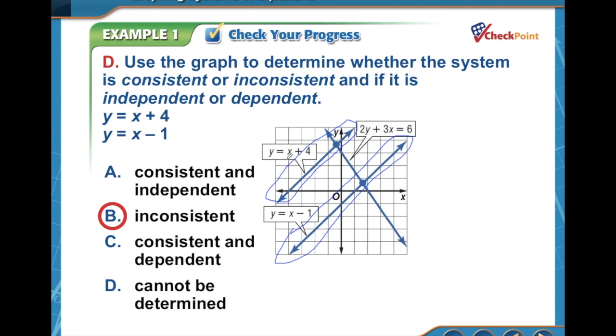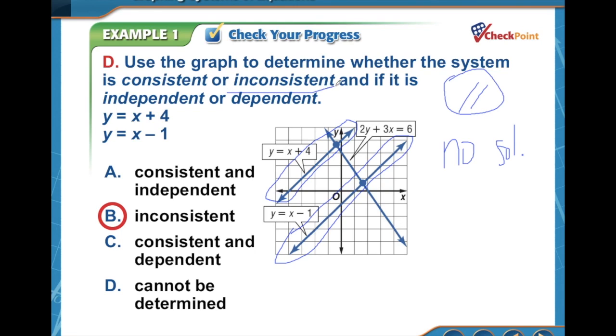Well, they both have a slope of 1, and they're in different spots here in our graph, so they are parallel lines. They're parallel. Since those lines are parallel, will they ever cross? The answer is no. So there's no solution. And what's our word for no solution?